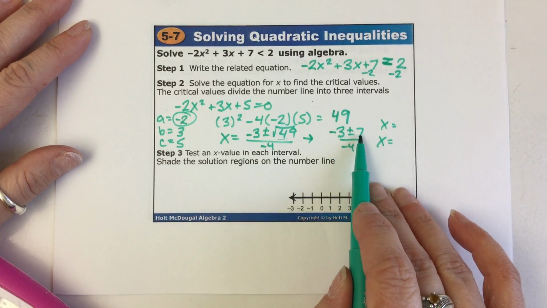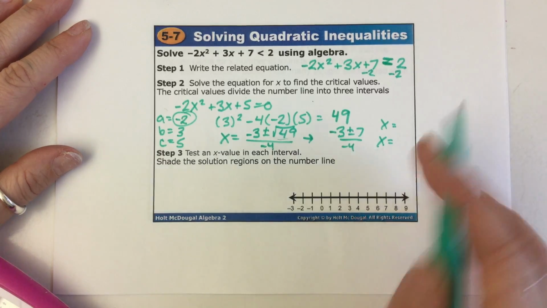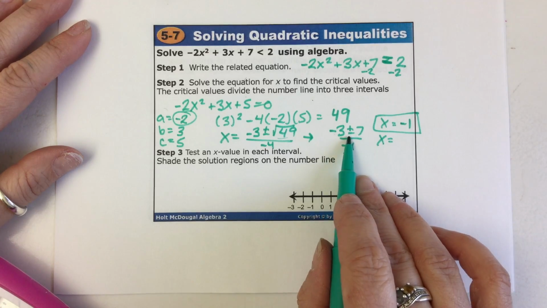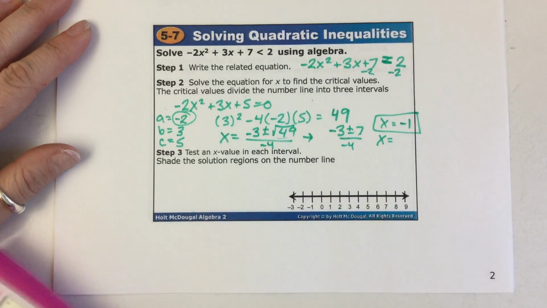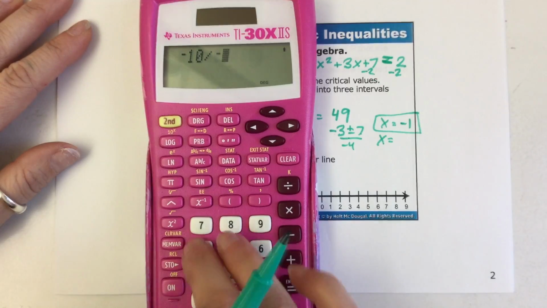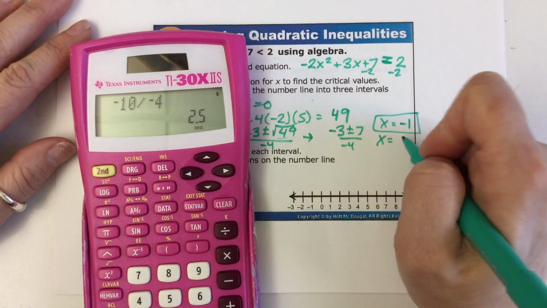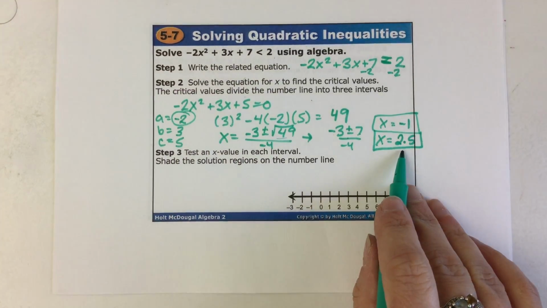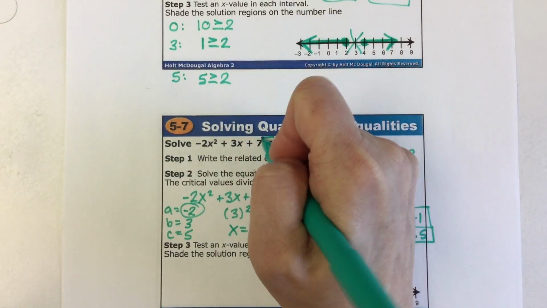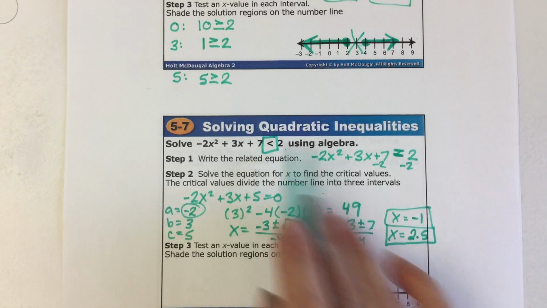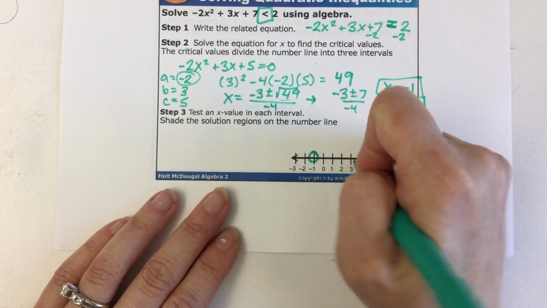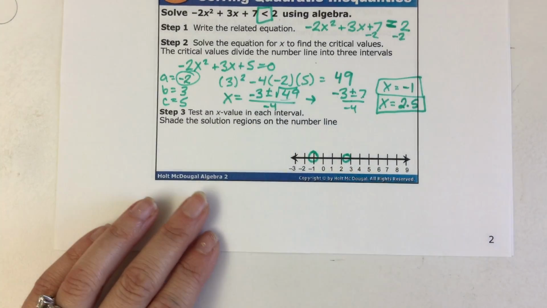Negative 3 plus 7 is 4. 4 divided by negative 4 is negative 1. Negative 3 minus 7 is negative 10. If I take negative 10 and divide it by negative 4, I get a positive 2.5. It is totally fine to end up with decimals. So this time they are open circles. I have an open circle on negative 1, and I have an open circle in between 2 and 3.